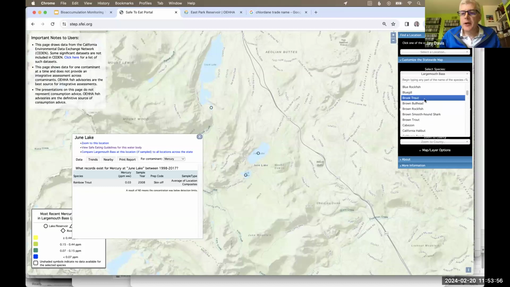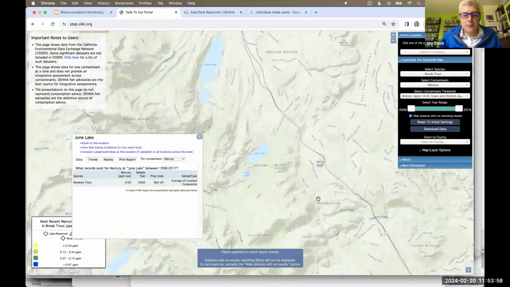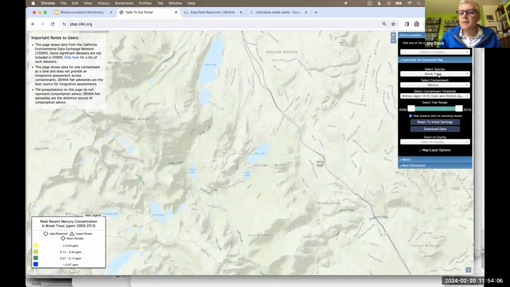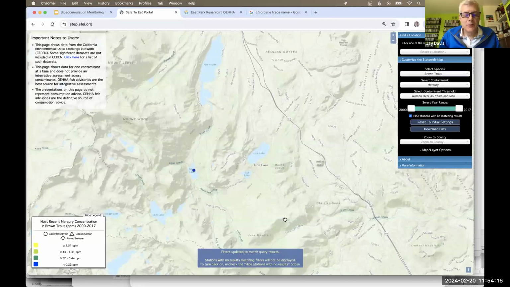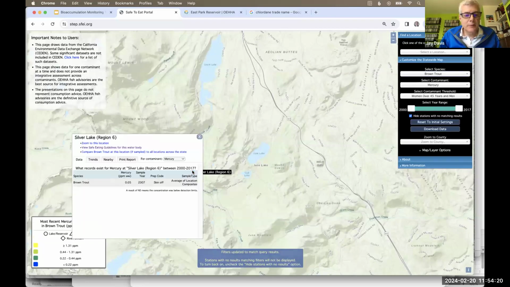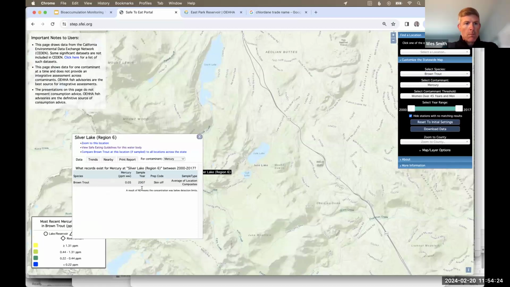I'm going to switch the map over to brown trout. Oh, sorry. I'm going to reset, show brown trout, just to show some of the things you can do. So we did measure brown trout in Silver Lake nearby. It was also pretty low.